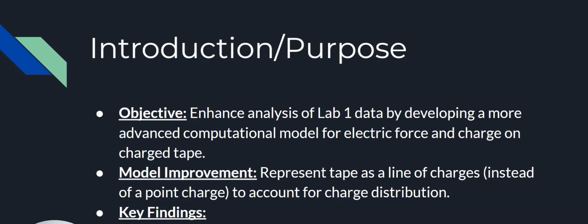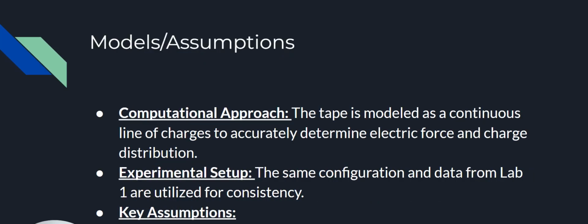Some of the main findings: the charge on one piece of tape was 2.5 × 10^-8 coulombs, and the charge magnitude is over twice that calculated from the point charge. From the computational approach, the tape is modeled as a continuous line of charges, so we can accurately find the electric force and distribution.